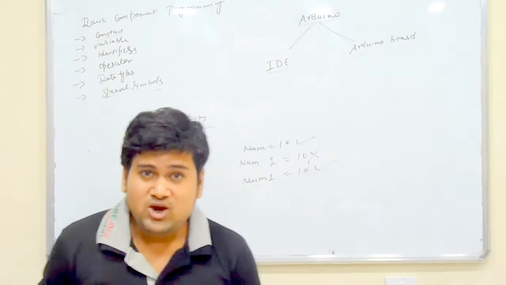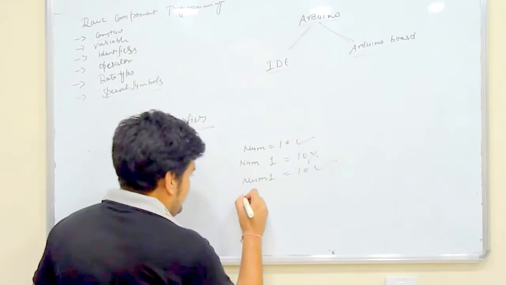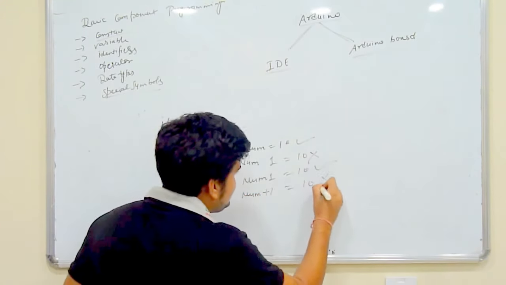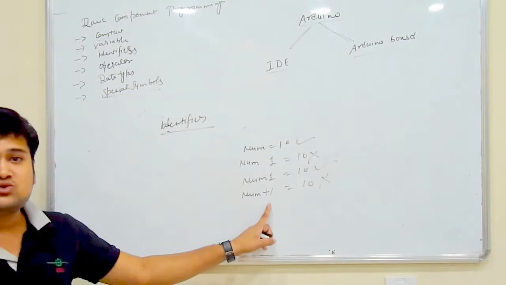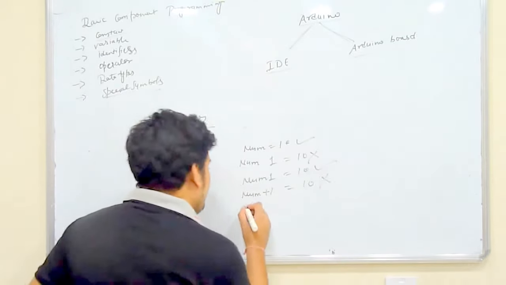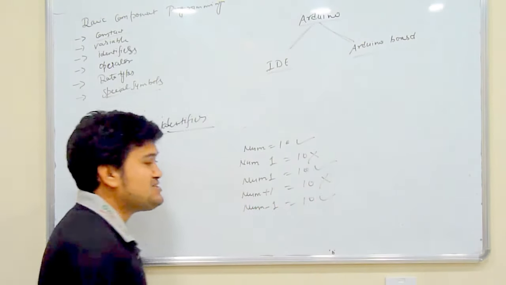Second, you cannot use special symbols in an identifier name except underscore. Like num plus 1 equal to 10. This is the wrong approach because you cannot use any special symbol in an identifier name. If you want to use a special symbol, you can use only underscore. This is the right concept.